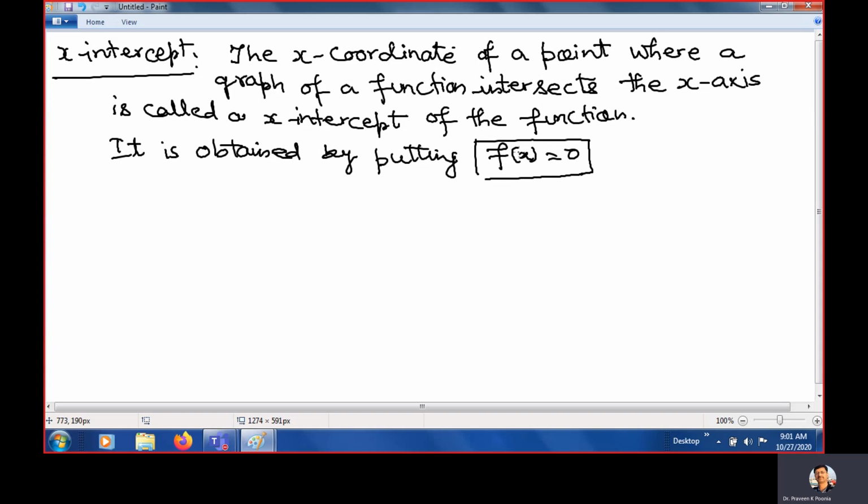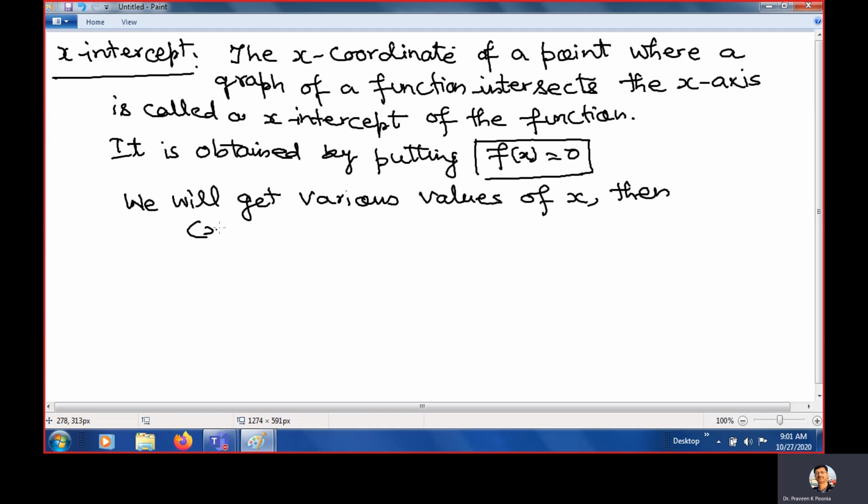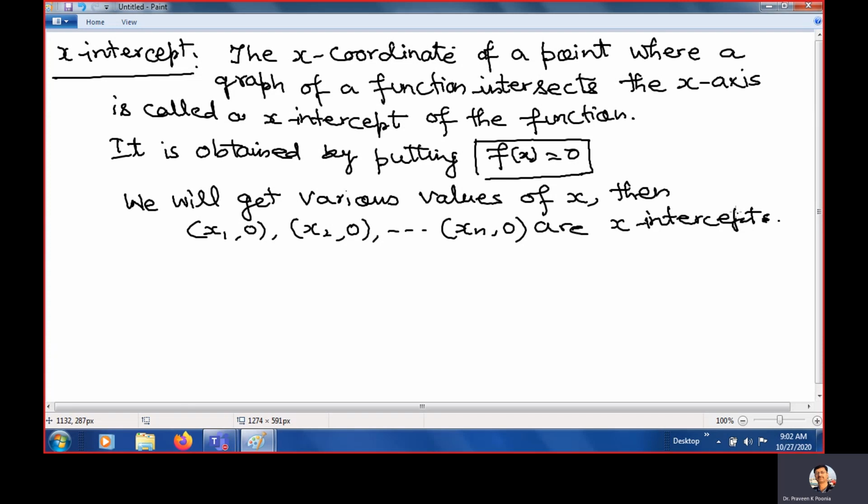So you will get various values of x. Then x1 comma 0, where x1 is the value we obtained, x2 comma 0, clear, and so on, xn comma 0 are x-intercepts. These are x-intercepts, clear.